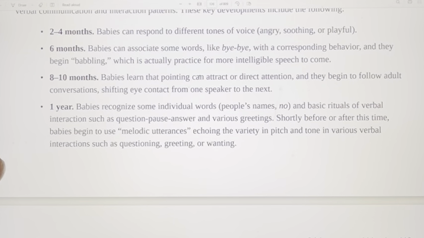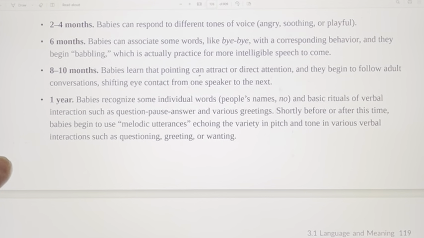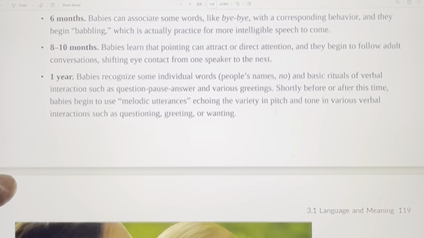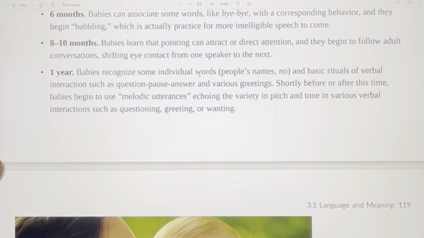2 to 4 months, babies can respond to different tones of voice: angry, soothing, or playful. 6 months, babies can associate some words like bye-bye with a corresponding behavior, and they begin babbling, which is actually practice for more intelligible speech to come. But during the babbling phase, basically, here's what we think happens.